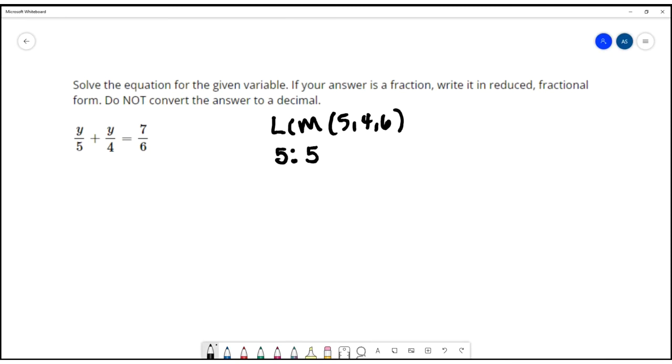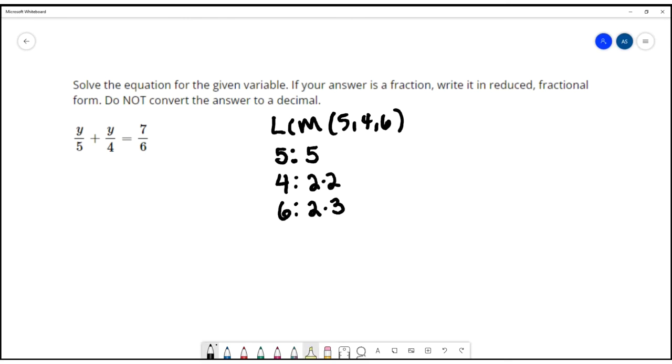So since 5 is prime, the prime factorization of 5 is just 5. Prime factorization of 4 is 2 times 2. 2 is a prime number. And the prime factorization of 6 is 2 times 3.